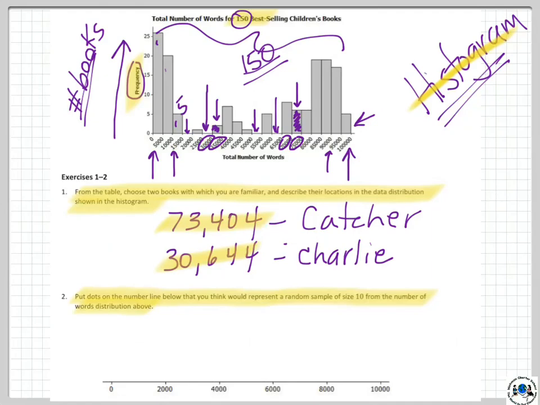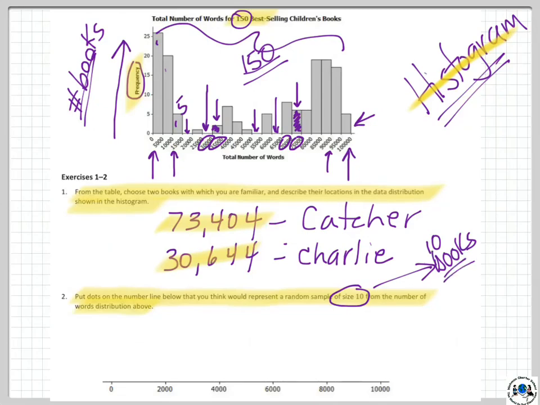I just read that sentence and I don't know what that means. I'm going to read that again nice and slowly. Put dots on the number line below that you think would represent a random sample of size 10. Oh, okay, so a random sample of 10 books. Size 10, that's like a shoe size or something. Okay, this is 10 books.